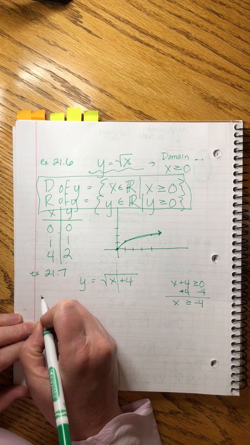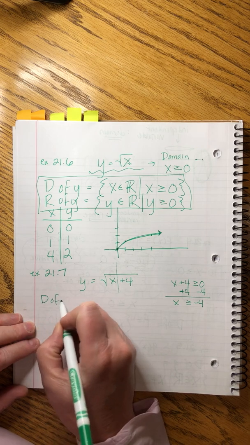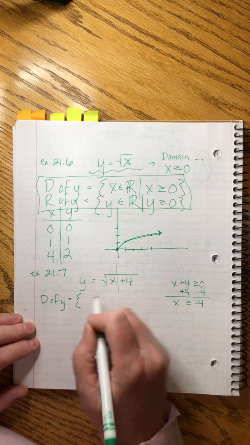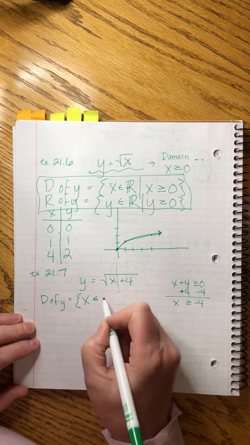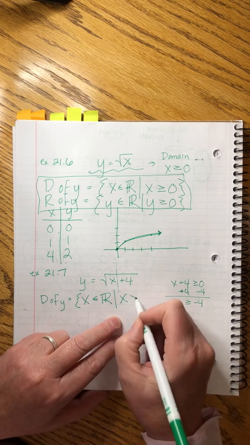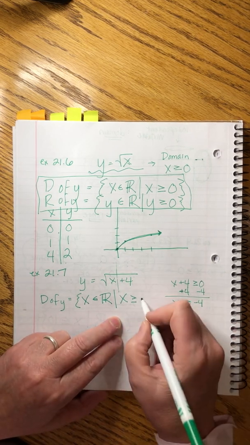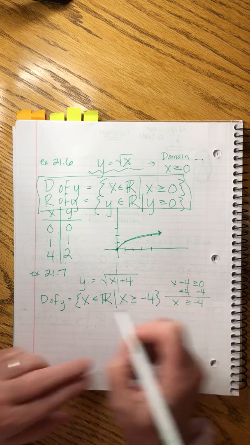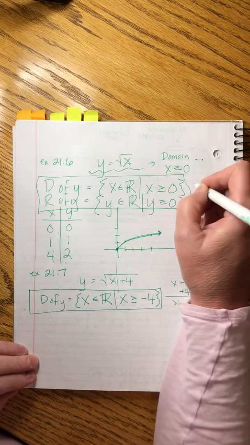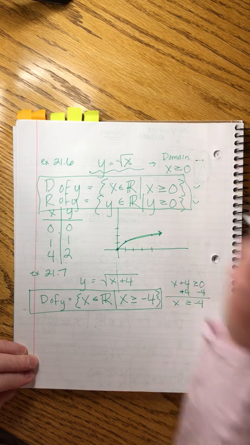So let's write our domain. The domain of y equals the set of all numbers where x is an element of the reals such that x is greater than or equal to minus 4. That's correct. I didn't star these, but those are both right.